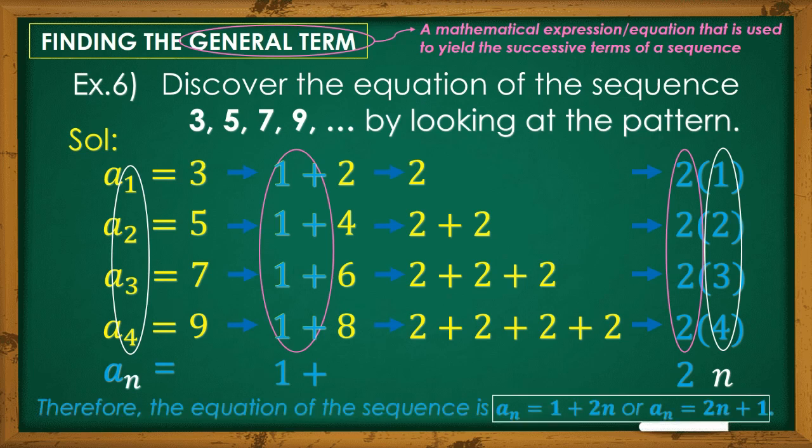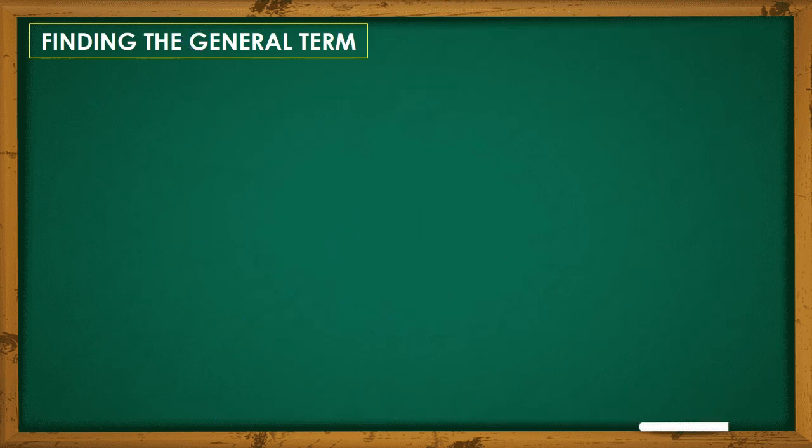Therefore, our equation that we are looking for is a sub n equals 1 plus 2n, or pwede natin siyang isulat as a sub n equals 2n plus 1.